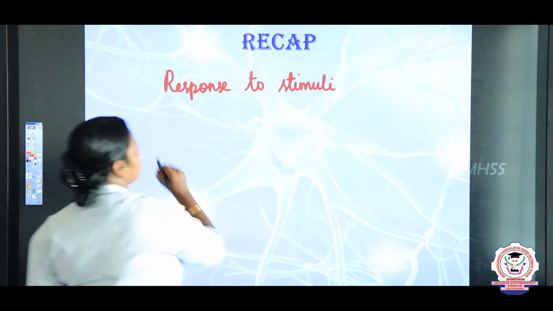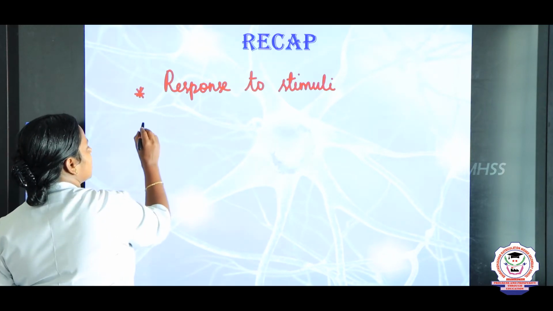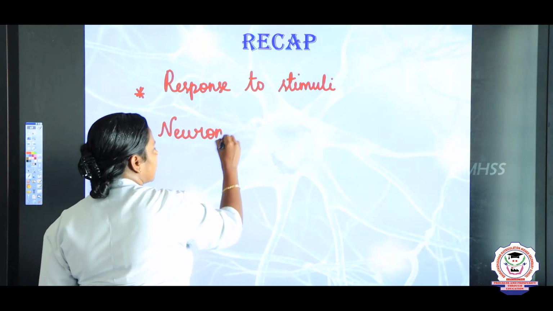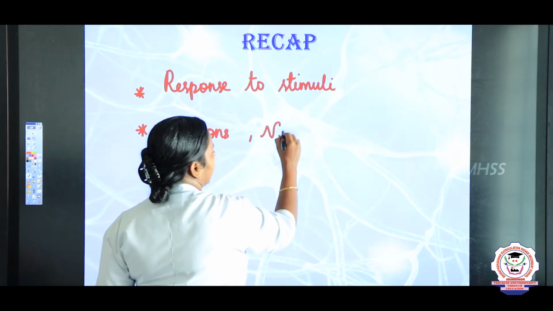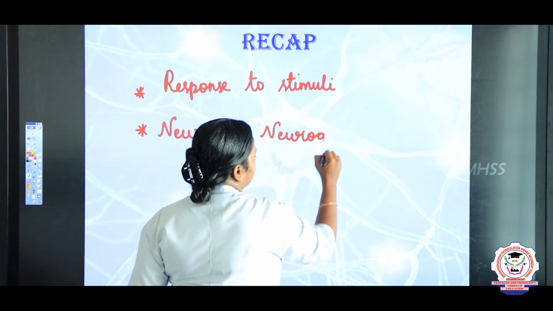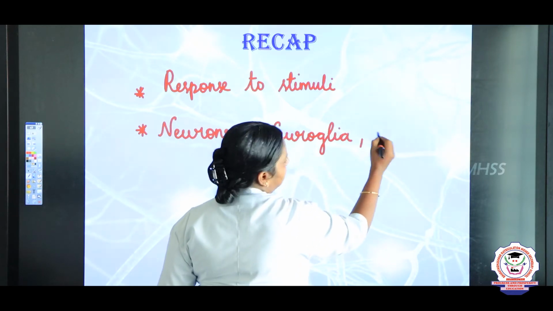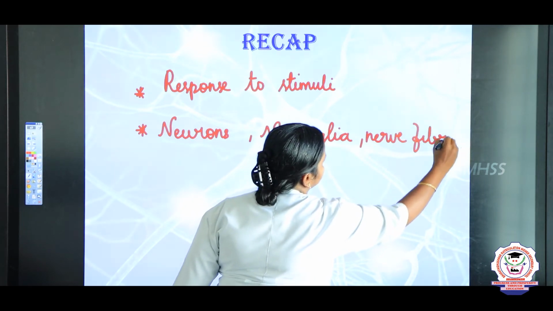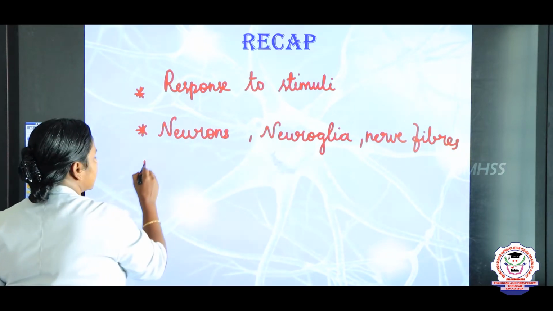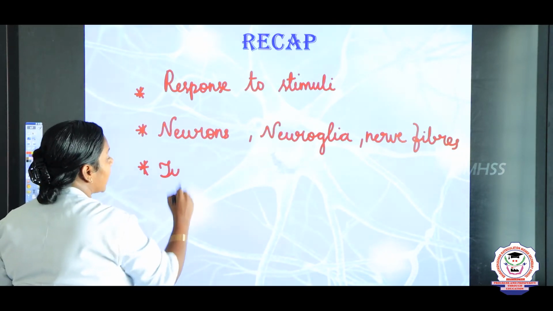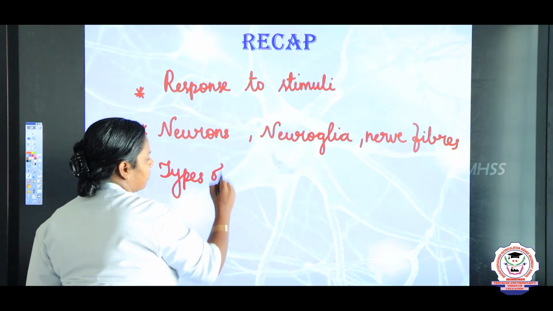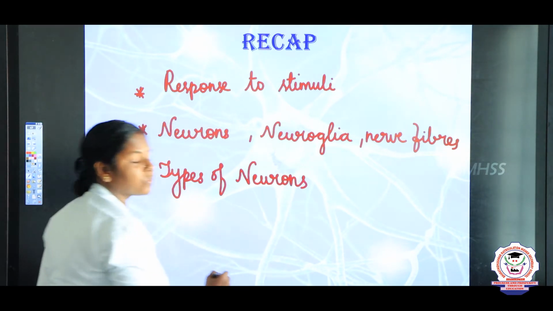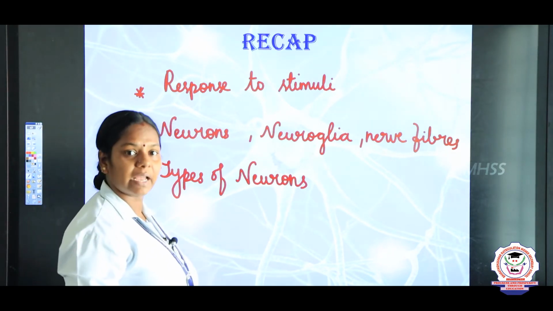We discussed what is response to stimuli, and next we discussed about the structure of neurons, and then the other parts such as neuroglia and the nerve fibers. And then we discussed the types of neurons based on the structure, function and presence of the myelin sheath.